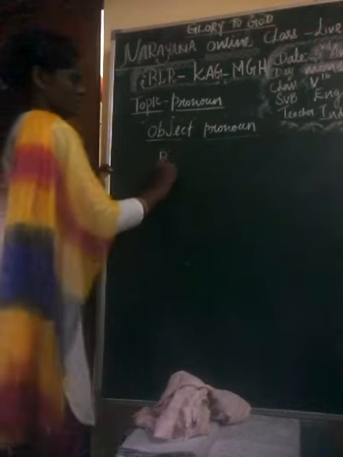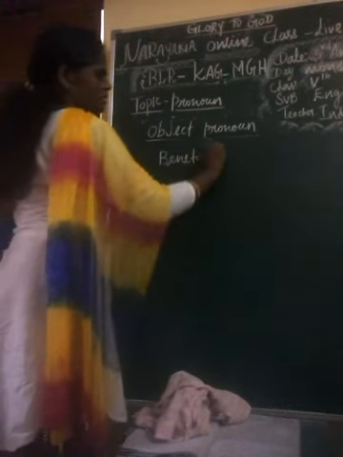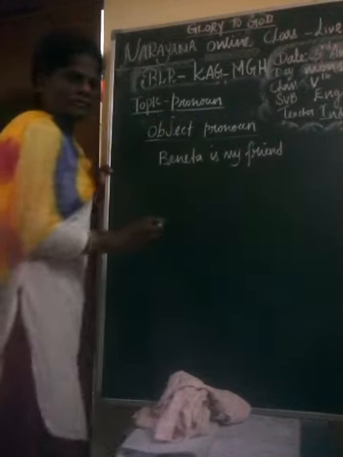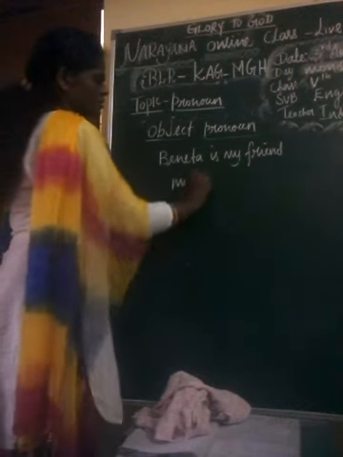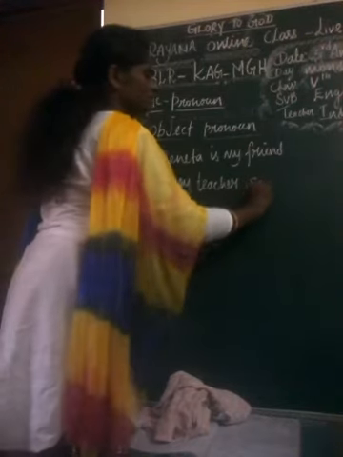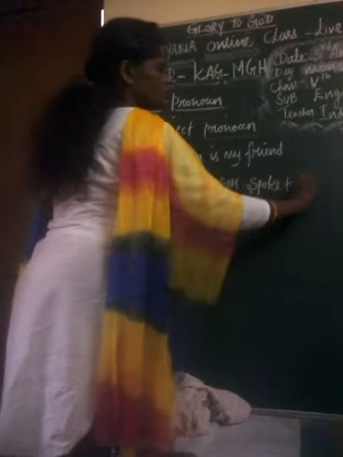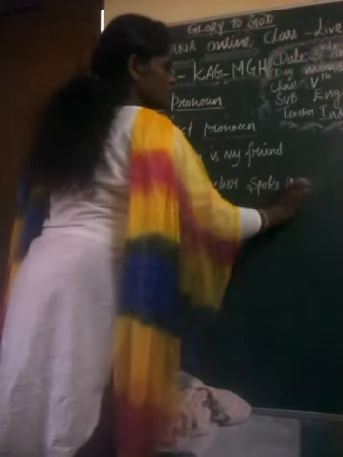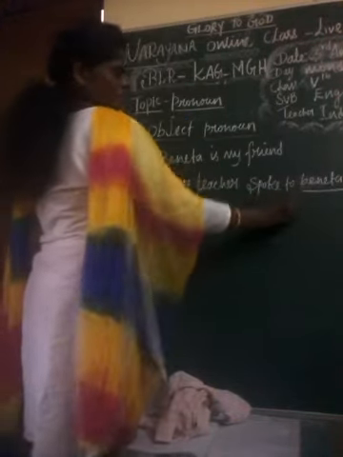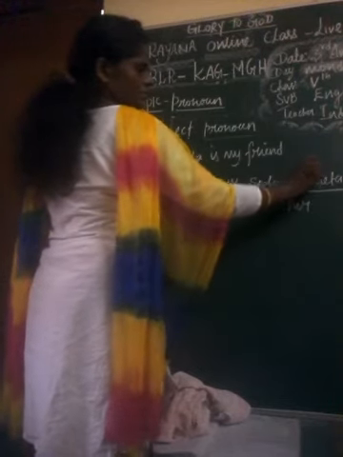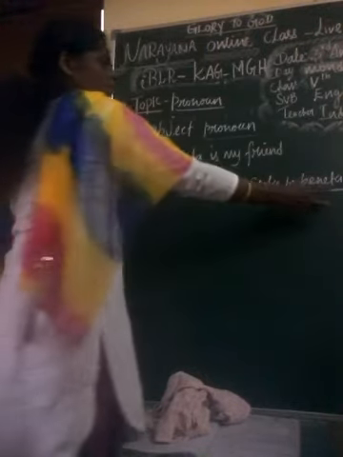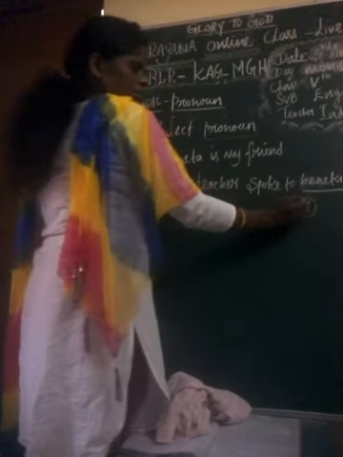Benita is my friend. My teacher spoke to her. So instead of writing my teacher spoke to Benita, I can write spoke to her. Benita is a noun. Instead of writing Benita, I can replace it with the pronoun her. Can you understand now? Object.